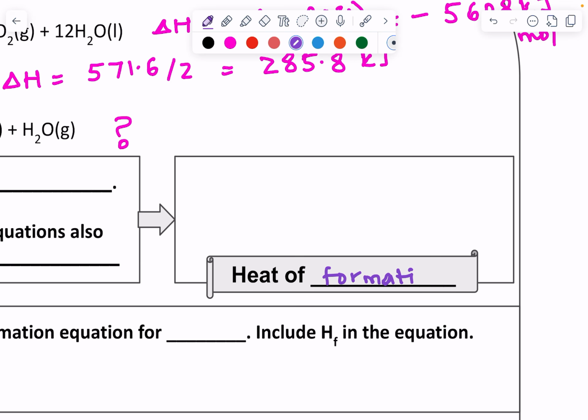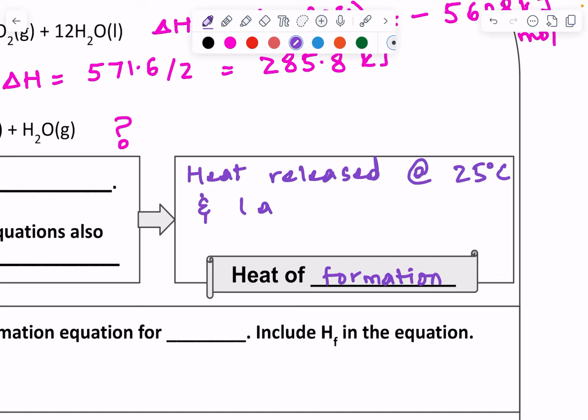Bond energy is the amount of heat that is required to break a bond. So that amount of energy must be absorbed to break a bond. Heat of formation is the opposite. This is the amount of heat released at 25 degrees Celsius and 1 atmosphere when 1 mole of a substance forms. Meaning when we make one bond, this is the amount of heat that is released.